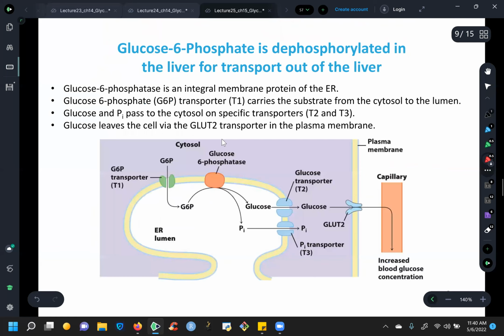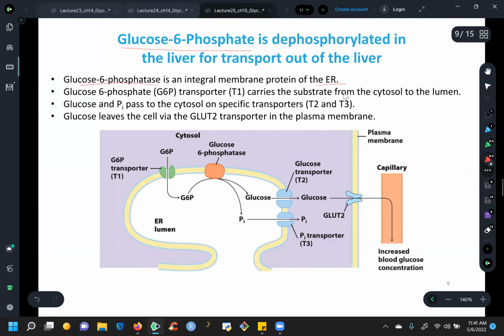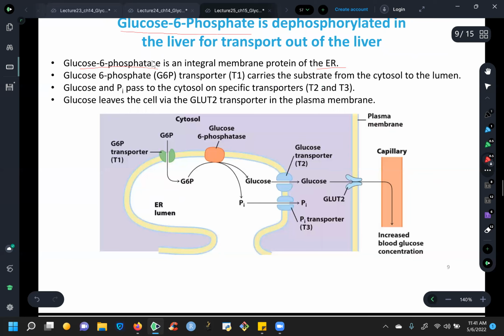Glucose 6-phosphate is dephosphorylated in the liver for transport out of the liver. So glucose 6-phosphate is the one we use for glycolysis, and you have to remove that phosphate in the liver so you can get it out. So glucose 6-phosphatase is an integral membrane protein in the endoplasmic reticulum. So a phosphatase removes a phosphate.